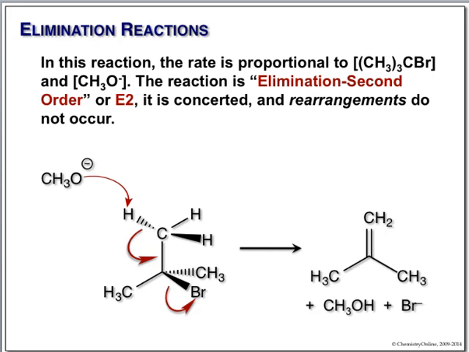This reaction that we just showed here, in the rate-limiting transition state, we have our base, we have our alkyl bromide. That's two molecules, isn't it? So this is a bimolecular transition state. It's elimination, so we're going to call it E2. Elimination, second order, or elimination bimolecular.